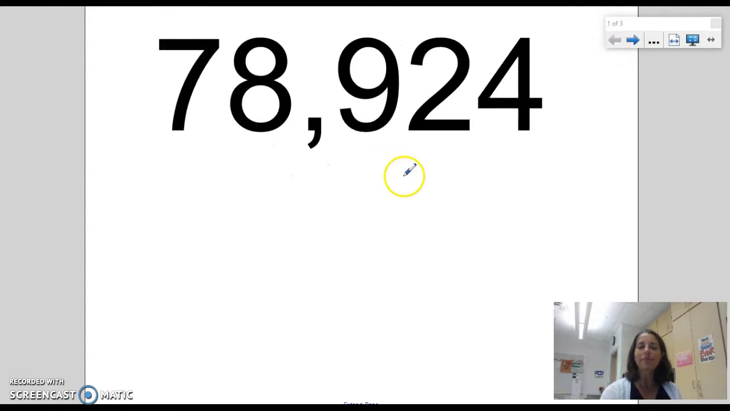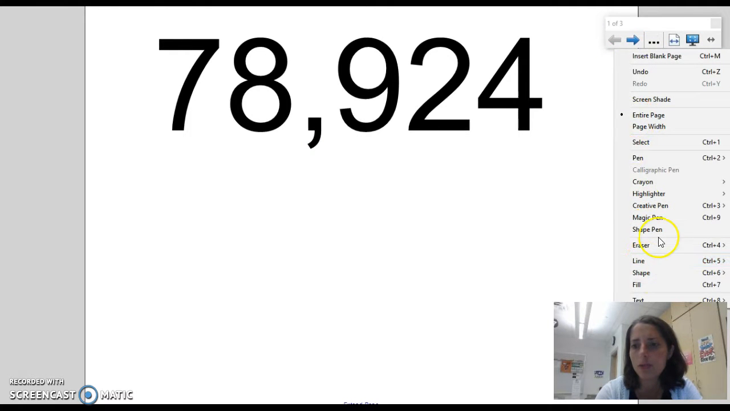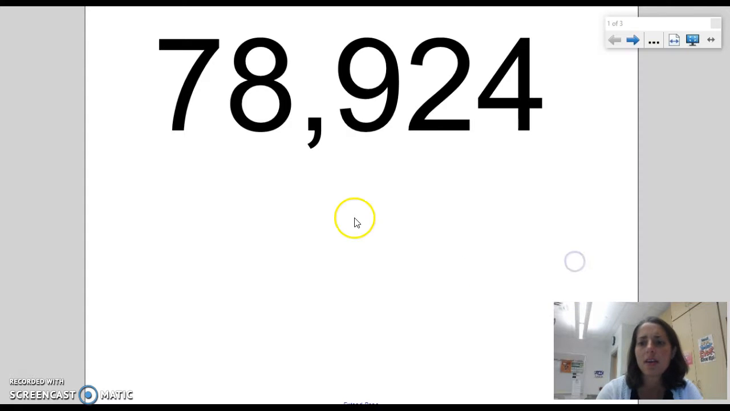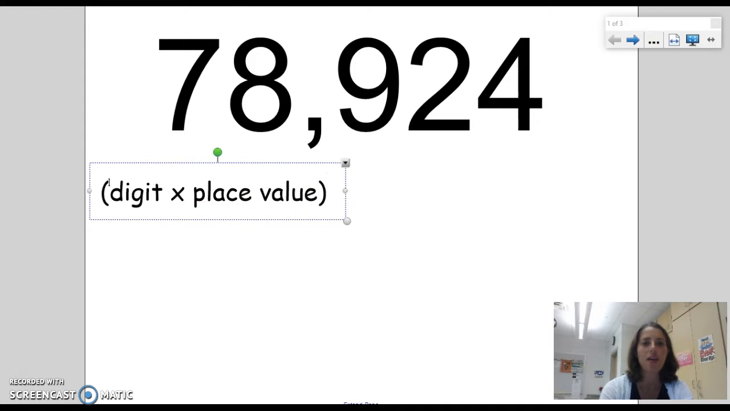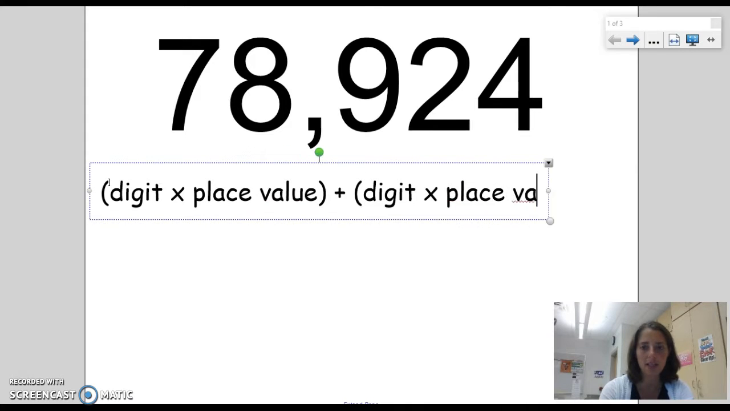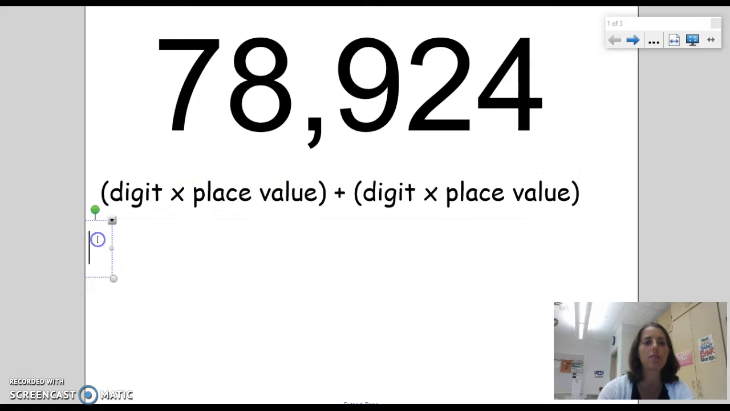All right, one more example here. This time I'm going to type it so that it's a little bit easier to read. Got to find where that text is. There it is down there. All right, hopefully this won't be so big. Okay, so I'm going to do digit times place value. Just a reminder, digit times place value. And I'm going to add that to the next digit times place value. Okay, and I'm going to keep going all the way across. So this is how it would look.